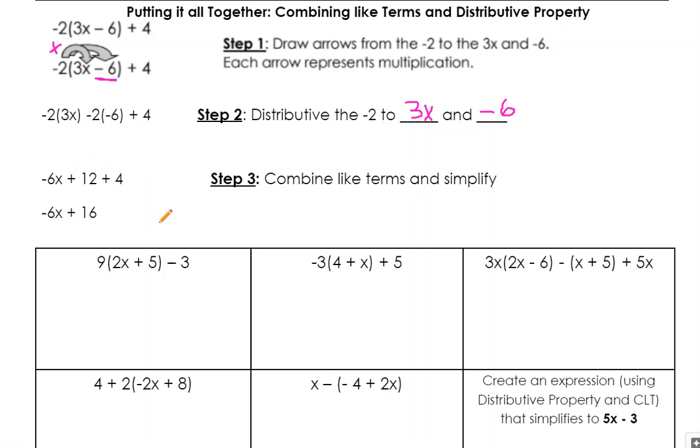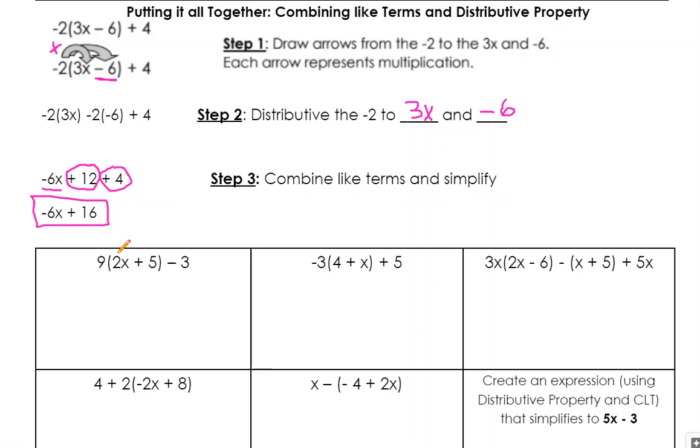All right, now from here we combine like terms. What can we combine? Well, I see I have two constants here, a 12 and a 4, and they're both positive. So positive 12 plus 4 gives me a positive 16. This negative 6x I couldn't combine with anything, so I just brought it down. And that is our final answer. Okay? Let's do a couple of these together. Why not? Okay, let's do this first one.